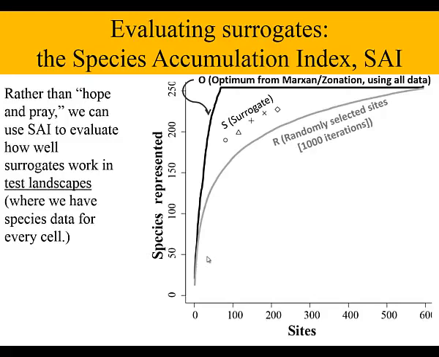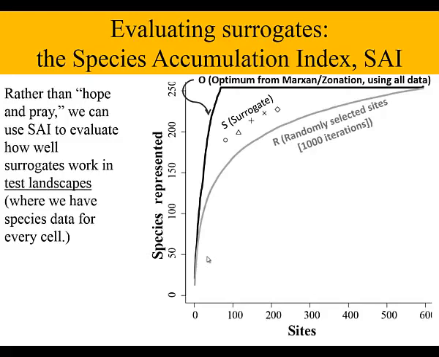We can say that when we start with 0 sites, we have 0 species, but the first site has some. And usually with the optimum, we find that by the time we get to about 10% of sites, we're able to represent each species at least once. So as we accumulate, that's why it's called a species accumulation. As I accumulate sites, I accumulate species in some order.